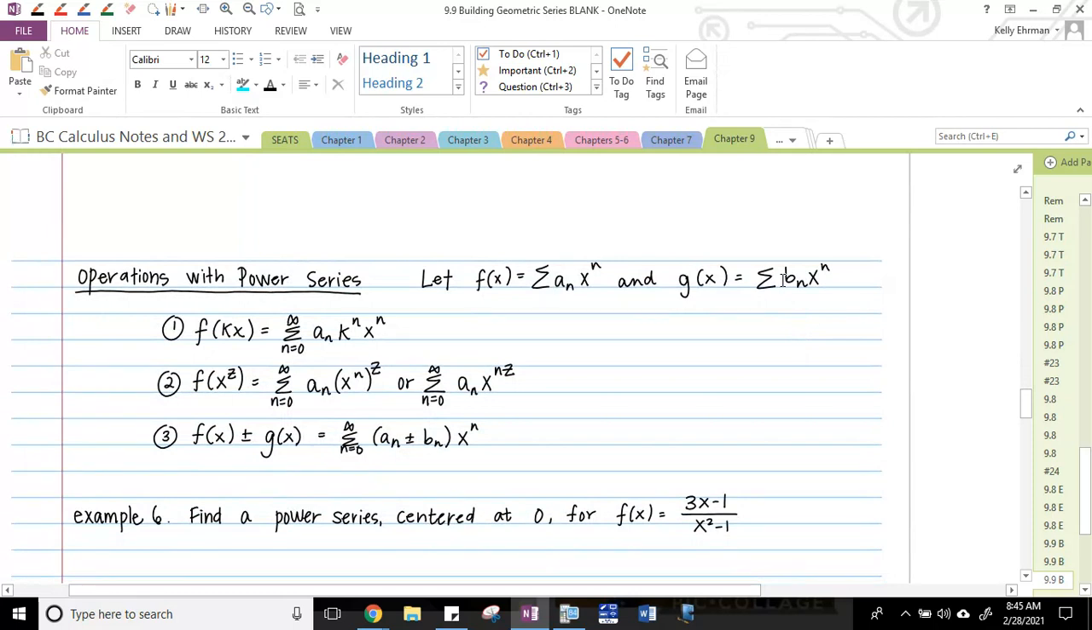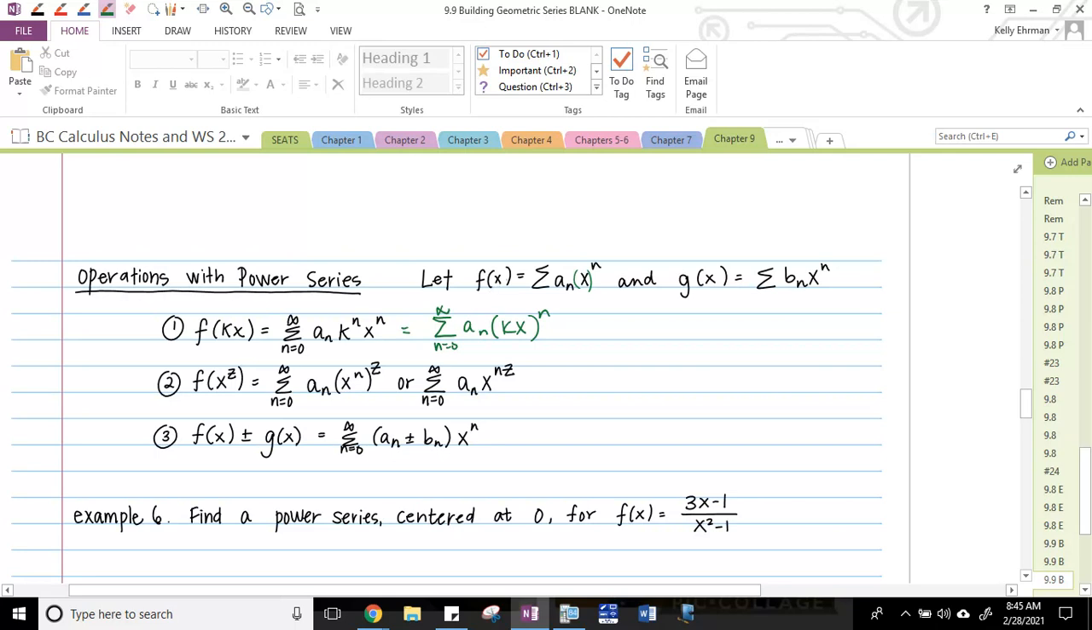Okay, a few rules. Operations within power series. Let's say f of x is the sum of a sub n times x to the n, and g of x is the sum of b sub n times x to the n. So if we put a constant in there for x, if I want to know f of kx, that should just be, I know this looks kind of weird, but that's the same as just saying I'll insert a kx in for this part and raise that to the n. That's the same as k to the n, x to the n. All right, so you're allowed to do that.